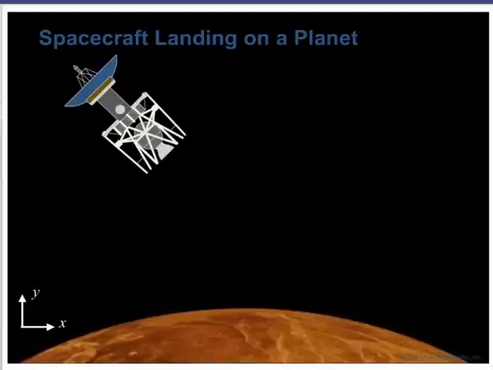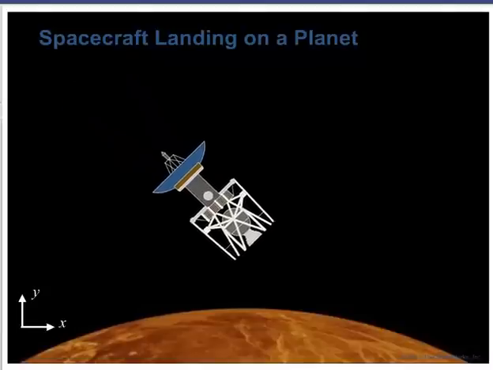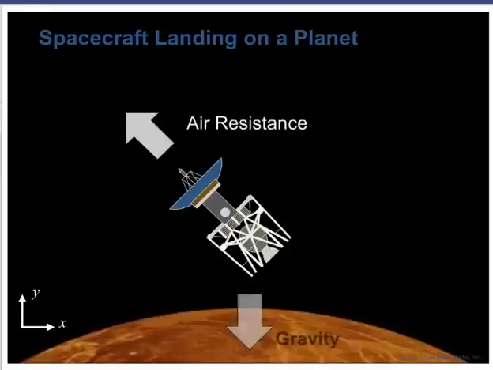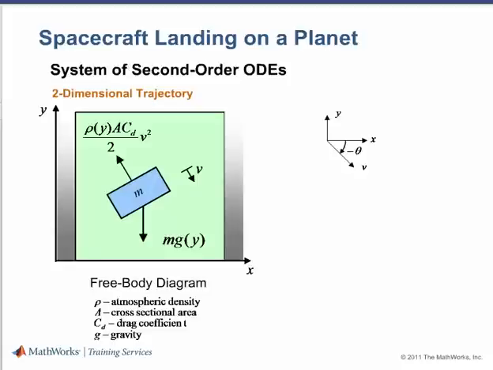To solve higher-order ODEs by converting them to first-order systems, let's see how we can apply this to the spacecraft landing problem. If the spacecraft enters the atmosphere at an angle instead of vertically, the air resistance will act against the trajectory of motion, while gravity only acts vertically. In this case, we have to set up a system of equations to represent this two-dimensional system.